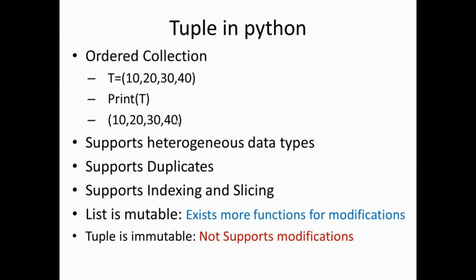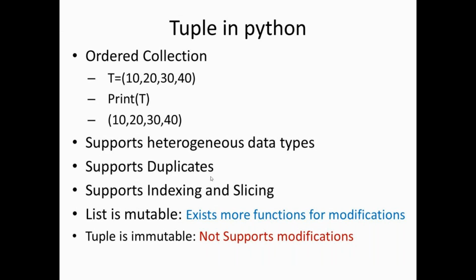unlike what we learned previously. Set is not an ordered collection. That means position is not important. That's why we cannot do indexing and slicing in set, but in list we can. Similarly, in tuple also we can do indexing and slicing, which we have learned already. It also supports heterogeneous data types, and duplicates are allowed, but in set duplicates are not allowed. Likewise, every data type has its unique properties.